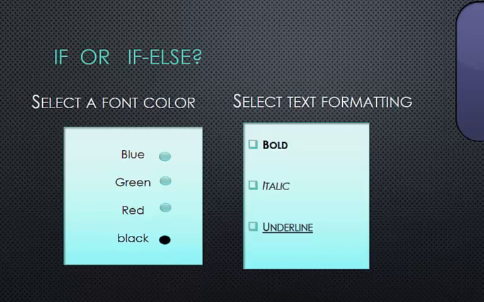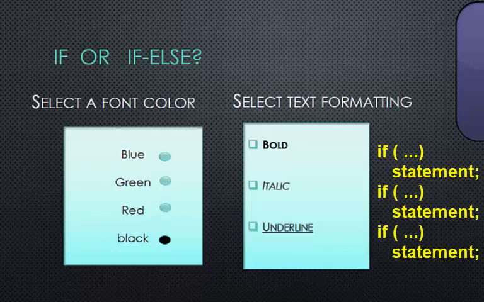The box on the right, however, for text formatting, bold, italic, and underline, well, it could be that we don't do any formatting to the text, or we choose to do all of them, or maybe just one, or a combination of two. These are really independent of one another. If we needed to code the logic for this, it would be a series of 3 individual if statements.